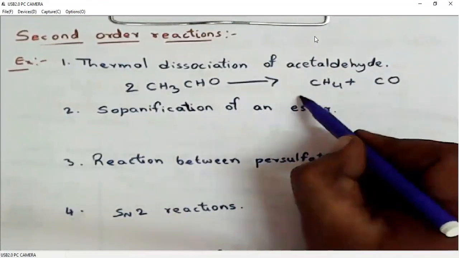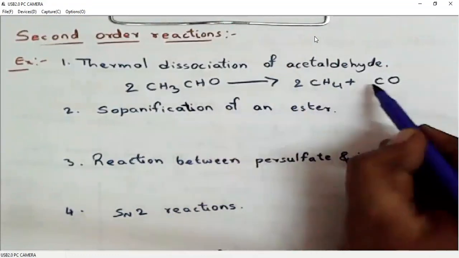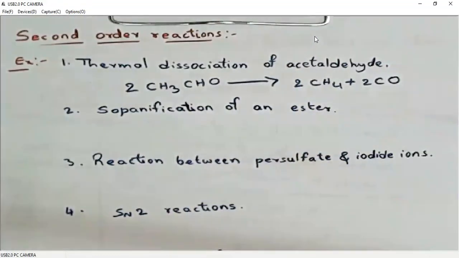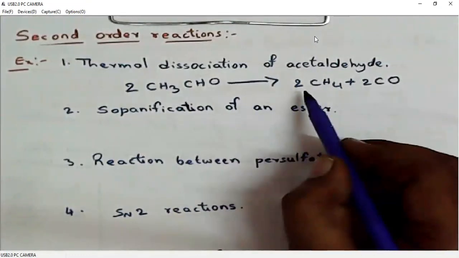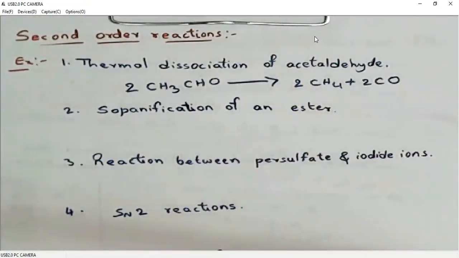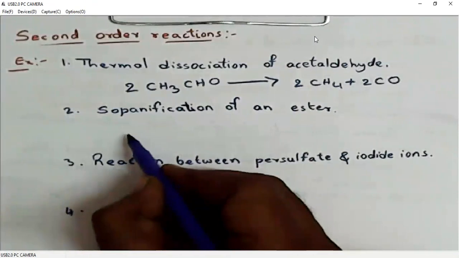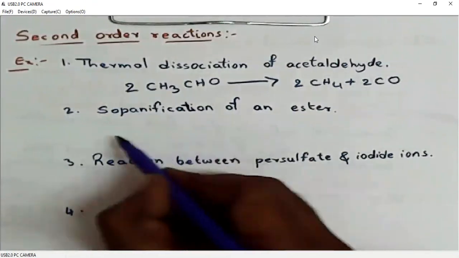Methane is a natural gas. To balance this, we need to use carbon monoxide, which is a poisonous gas. So decomposition of acetaldehyde is an example for second order reaction. Next example is saponification of an ester. What is saponification?